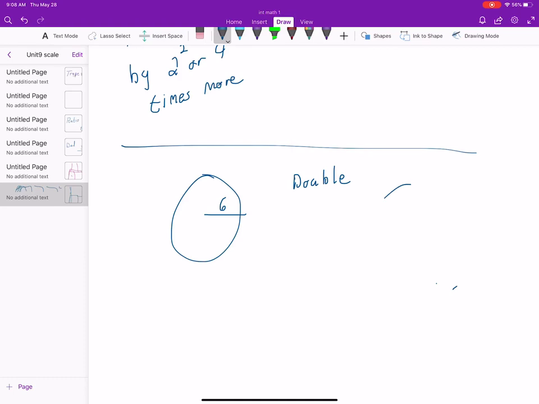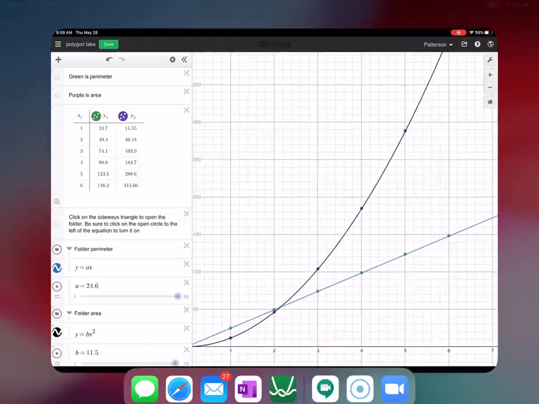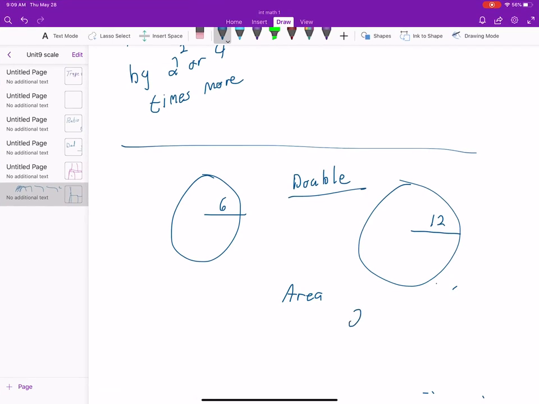So now instead of having 6, this is going to be 12. So you might think, well, that's going to give us double the amount of pizza. Not necessarily. If we're looking at area, which is what this is, and you're doubling it, that means you're going to take double, which is 2, and you're going to square it. So you're actually getting 4 times more area of pizza. All right, 4 times more, because it goes up by the scale factor squared.